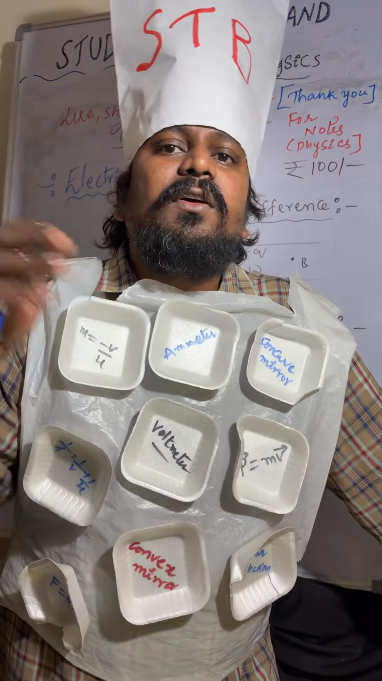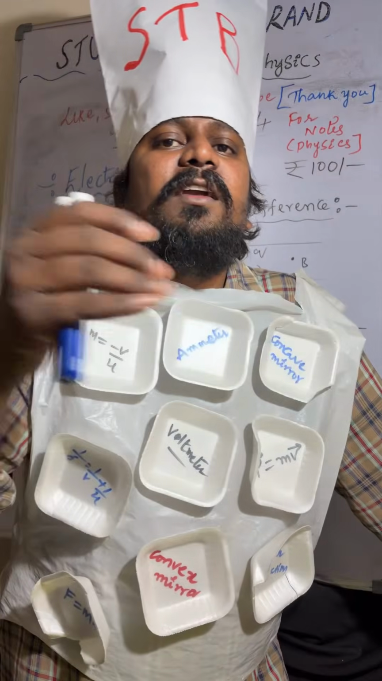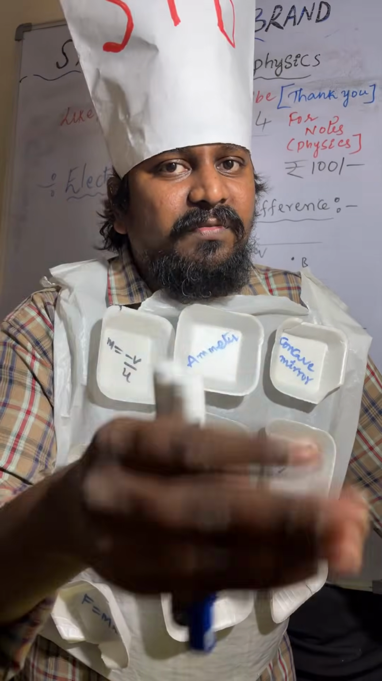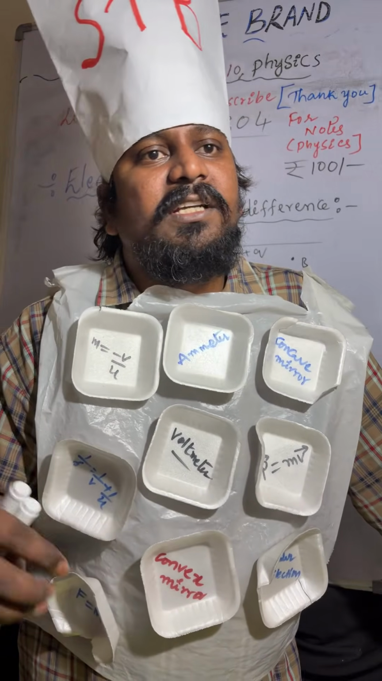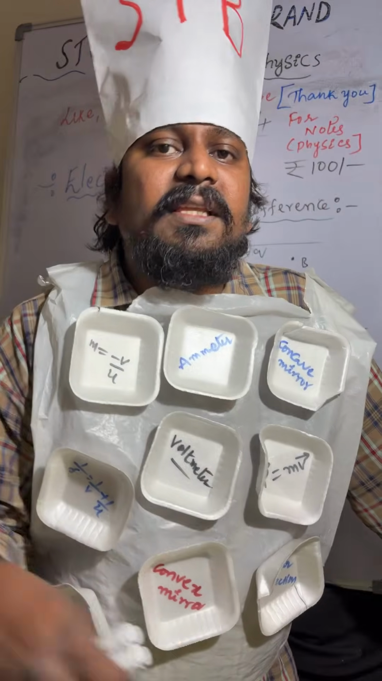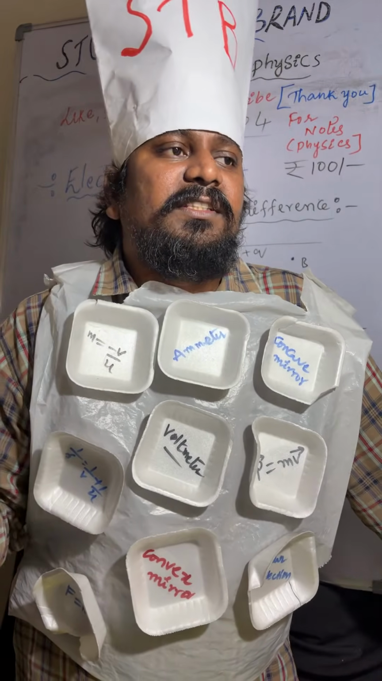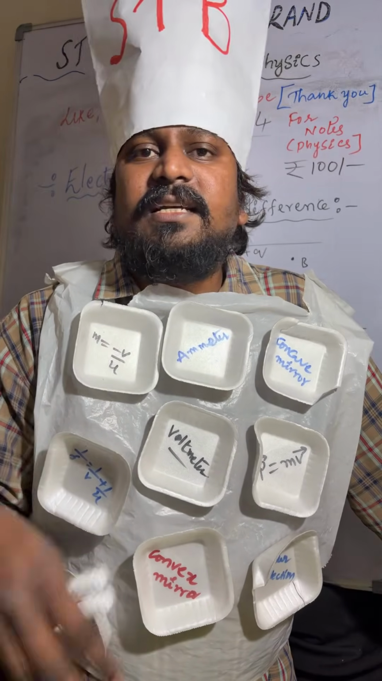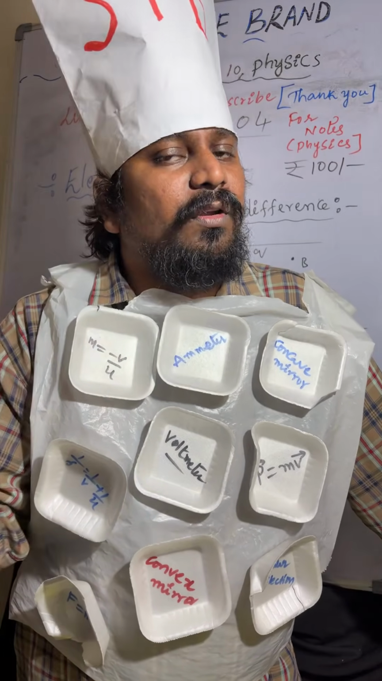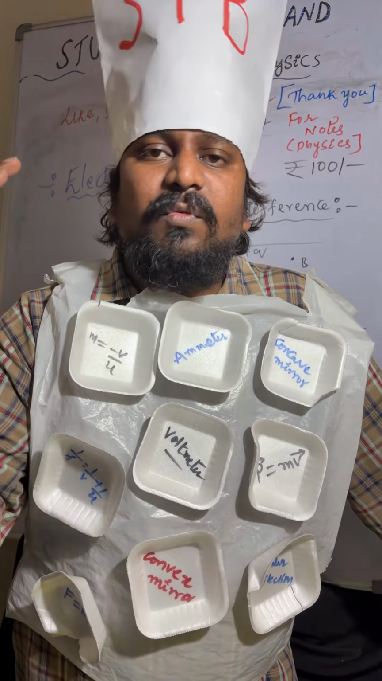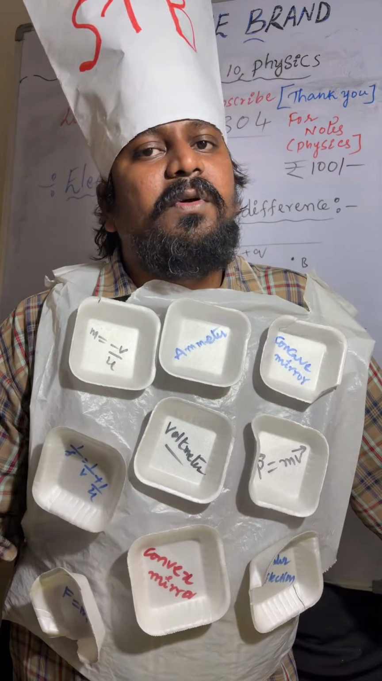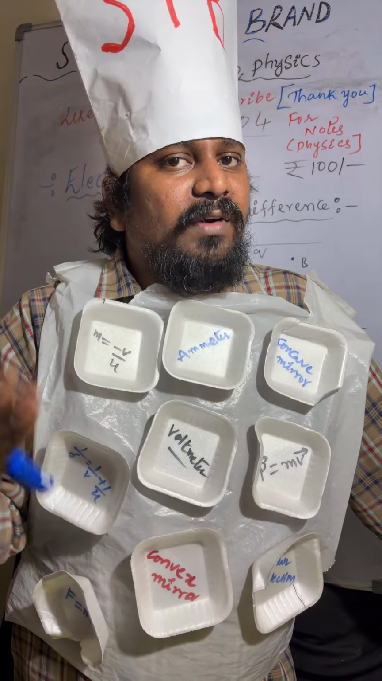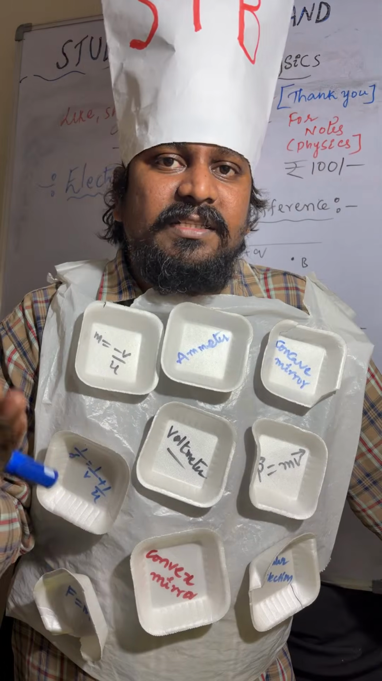So work done to bring unit positive charge from infinity to the required field is electrical potential. From one point to another point within the conductor is called potential difference. V equal to W by Q. The formula is the same, so the units are the same. 1 volt is defined as 1 joule of work done to bring 1 coulomb of charge from one point to another point. The SI unit of potential difference is 1 volt.